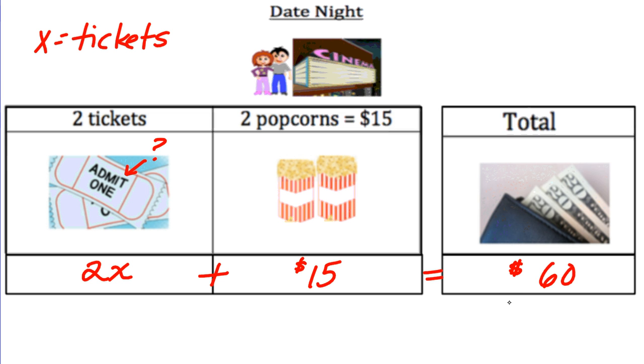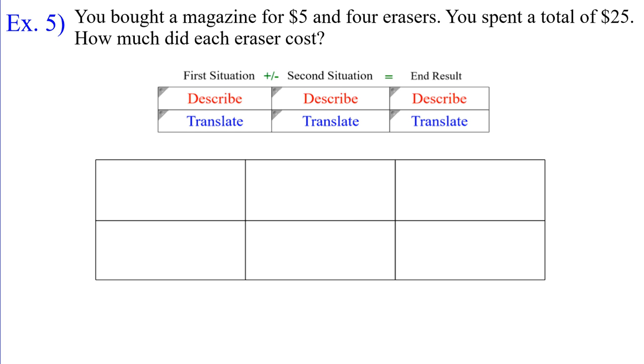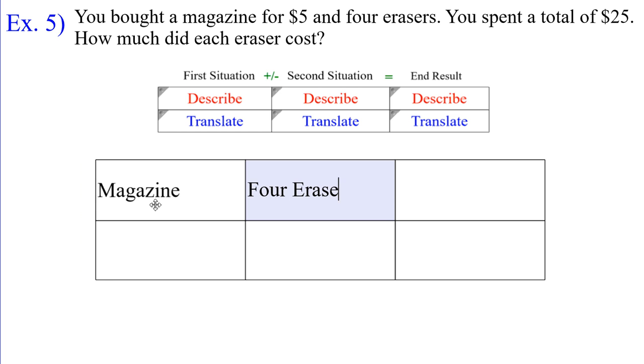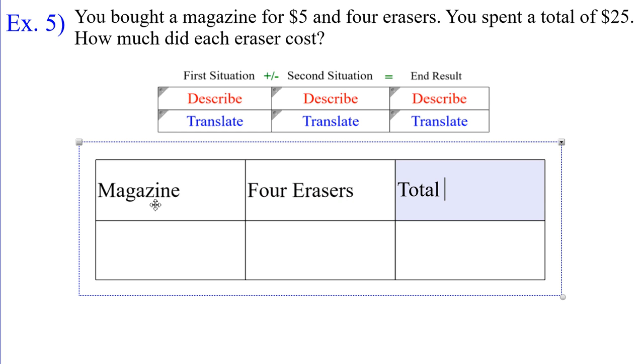So now let's do it 2 more times, but this time from words. Okay? So here it says you bought a magazine for $5 and 4 erasers. You spent a total of $25. How much did each eraser cost? So in this box, I'm going to say this is a magazine, right? Magazine. Here we have 4 erasers. And then we have total spent.